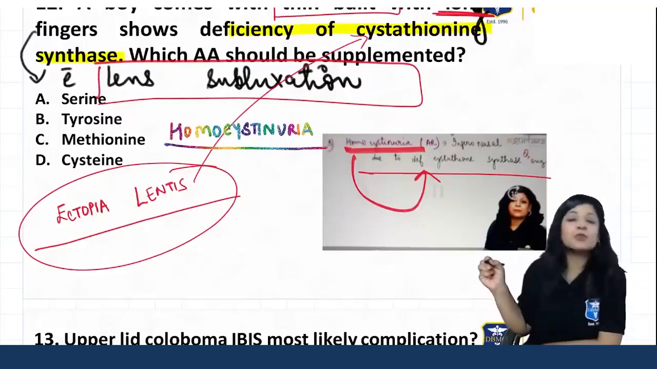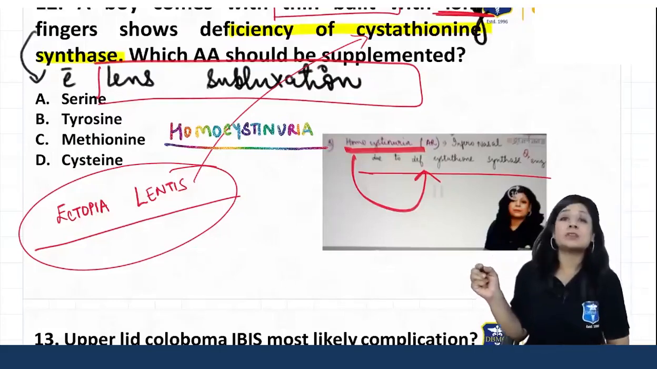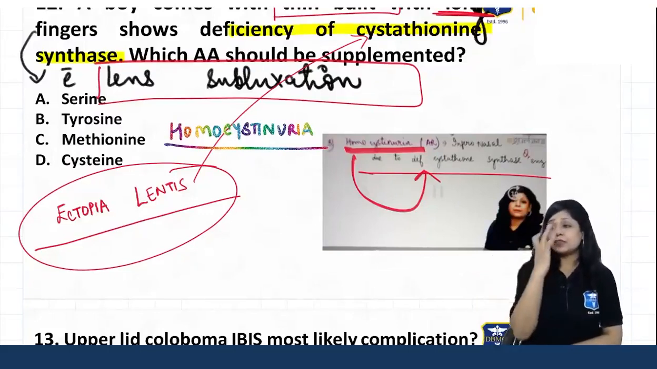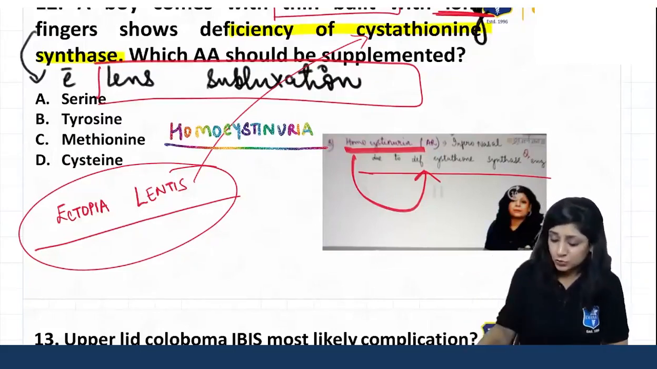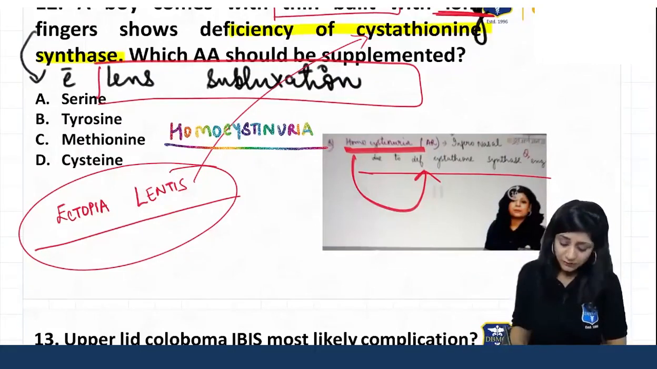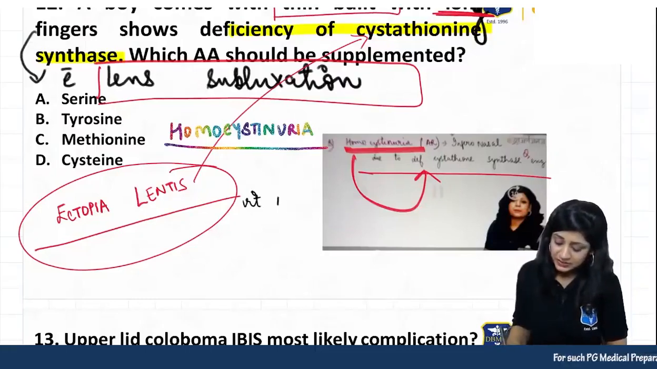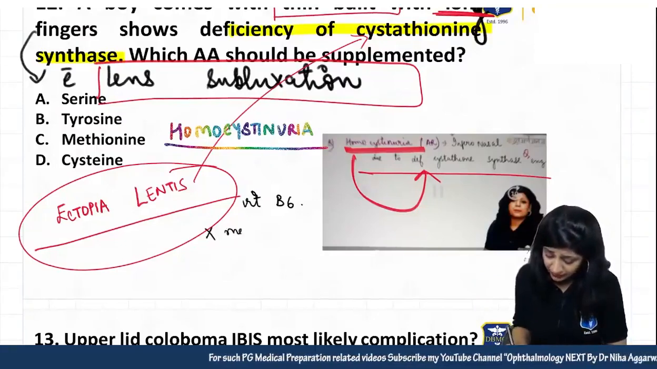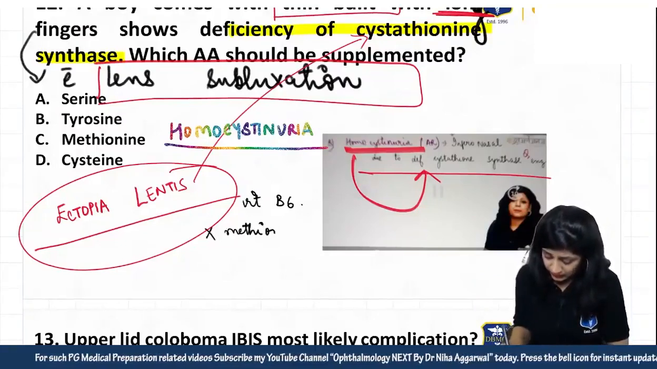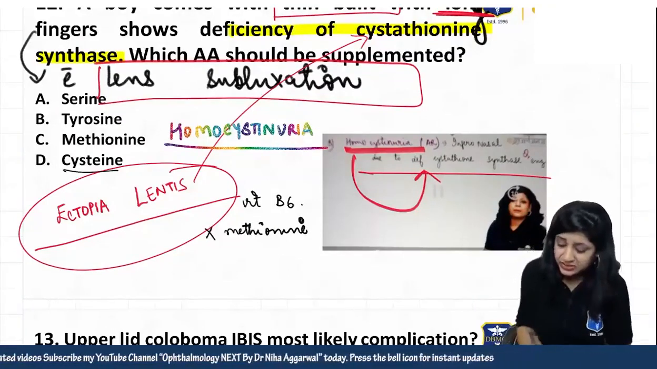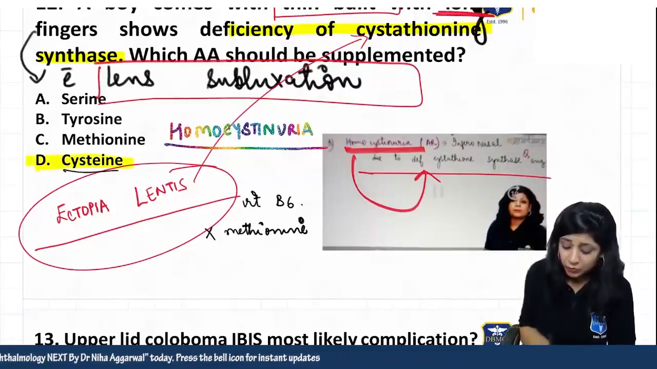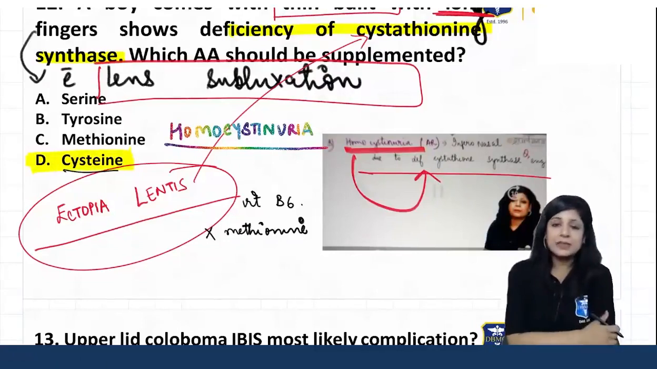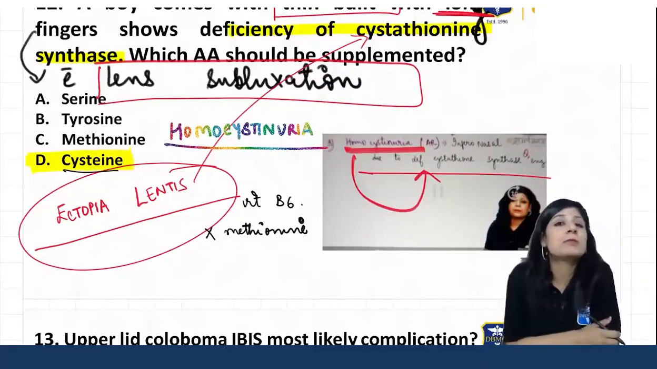Now in homocystinuria, if you ask me, I think the options were these, and this is not the best treatment. Usually the treatment that should be given is vitamin B6. This should be given. We should restrict methionine, and then they say that cysteine can also be supplemented. So out of these options, the answer will be cysteine, but this is not the best answer. The best answer is giving vitamin B6.